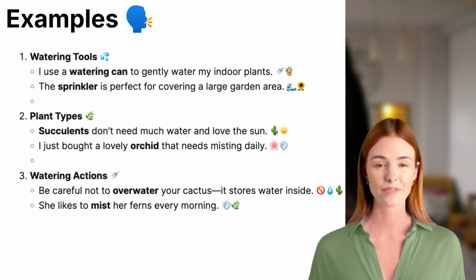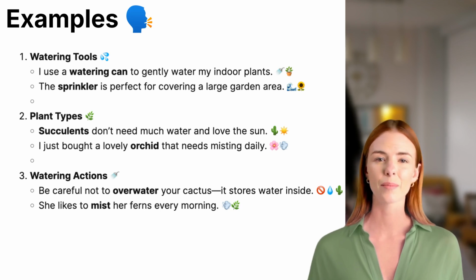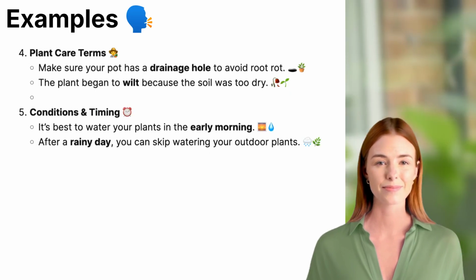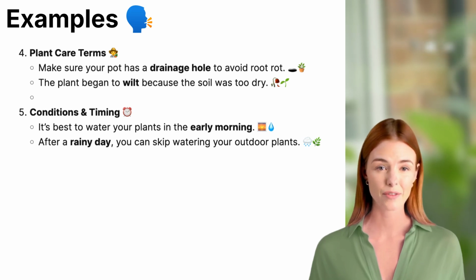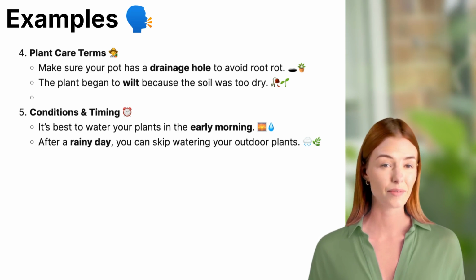She likes to mist her ferns every morning. Mist is a gentle way of watering used for plants like ferns. The sentence tells us both the action and the timing. 4. Plant care terms. Make sure your pot has a drainage hole to avoid root rot. Drainage holes are key to healthy roots. This tip helps learners understand basic plant care vocabulary.